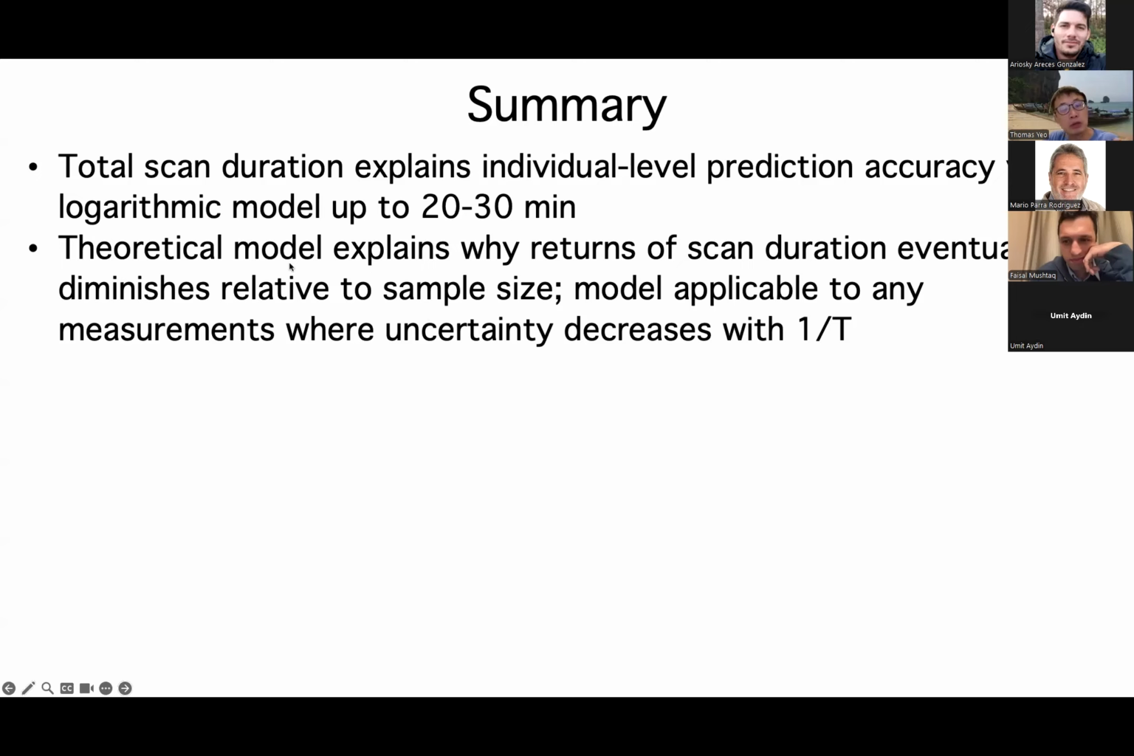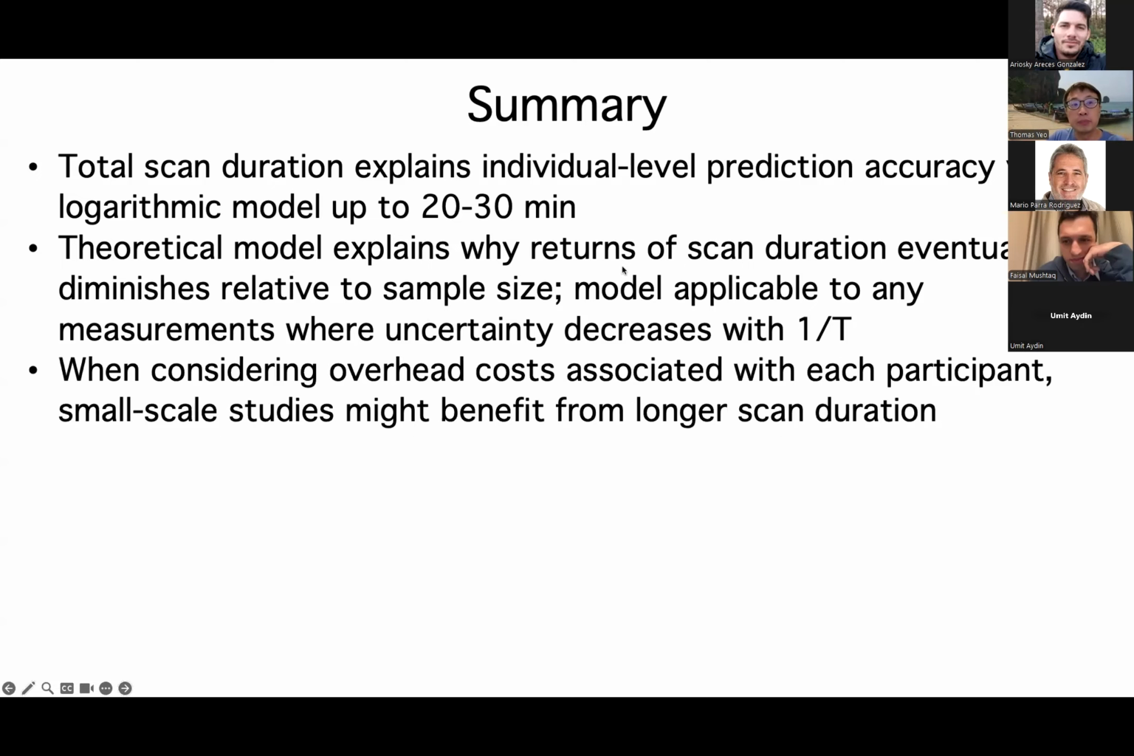This theoretical model is very general, and we can actually apply it to EEG data if you're interested in applying it, or any time series data where the uncertainty of the measurement decreases with 1 over t. In fact, it doesn't even need to be functional connectivity. If you look at task evoked activity from EEG or from fMRI, as long as the uncertainty of the measurement decreases with 1 over t, we can use Tom Nichols' theoretical model.